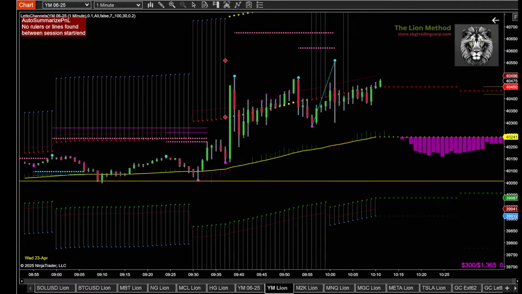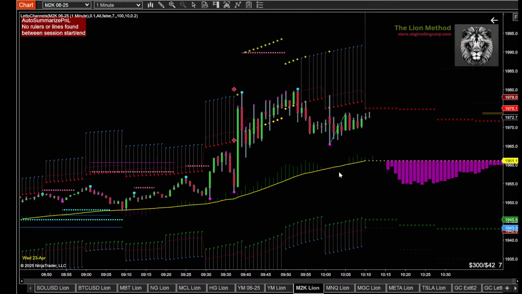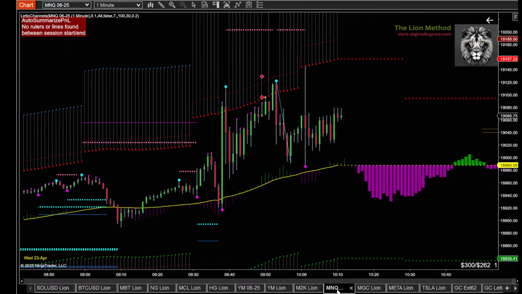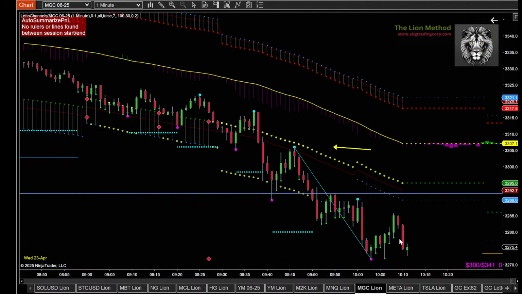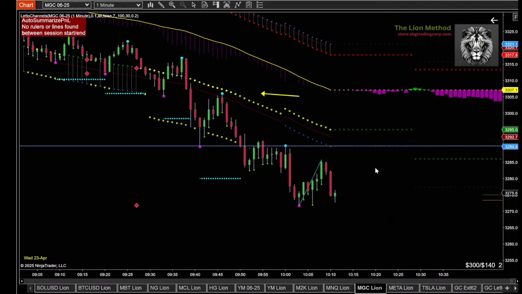All right, where are we at here? So this would be our sell level for the YM. Sell level in the M2K. This one is just too close to the 100 to be interesting for me. All right, well, we got another sell level, or buy level, I'm sorry, in gold. I'd be looking to buy there. Sellers are not done in gold yet. They are not done in gold.